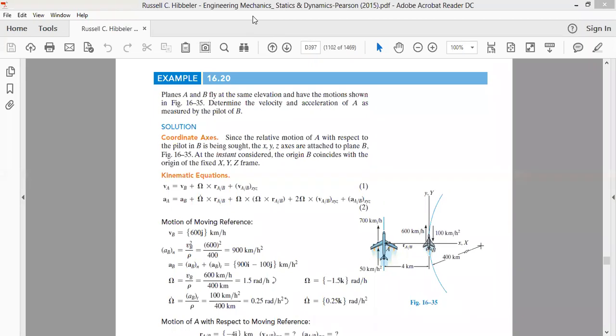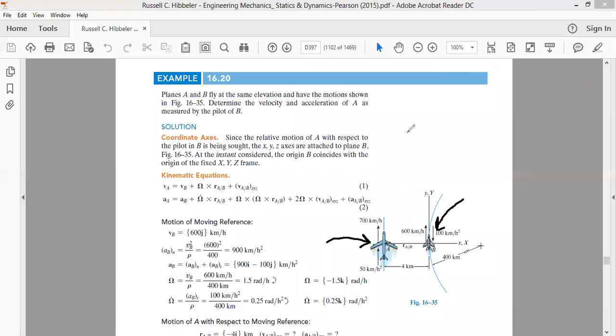There are two planes. There is plane A and there is plane B. This is an aircraft A, plane A, and this is an aircraft B. So we are having two aircrafts, plane A and plane B, that fly at the same elevation. They are flying at the same altitude as shown in the figure. This is the top view when these two planes are being viewed from the top.